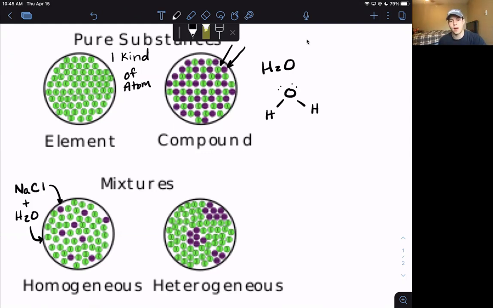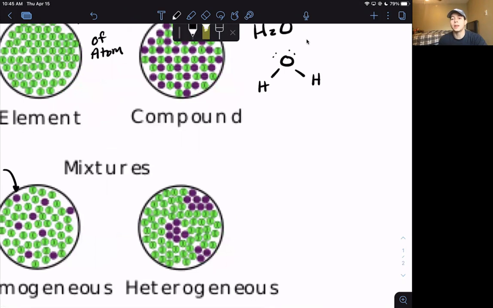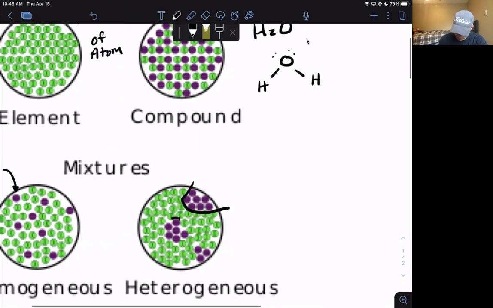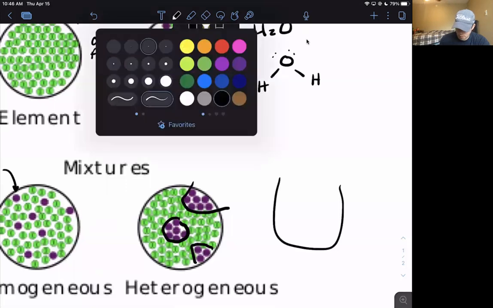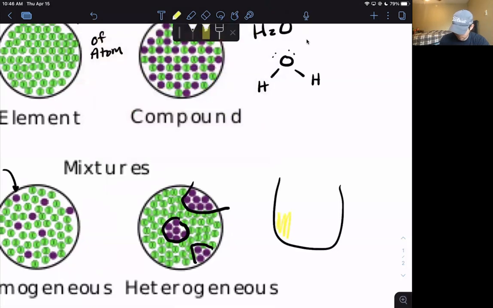A heterogeneous mixture, however you want to pronounce it, is a mixture with clearly defined barriers. We can see here the purple is separated from the green. I'm sure everybody's been to the beach and you've probably seen rocky sand. So if you had a jar and you had maybe some sand, we'll go kind of quick, and then maybe a rock. You can clearly see where the sand starts and where the rocks end. So that would be heterogeneous.